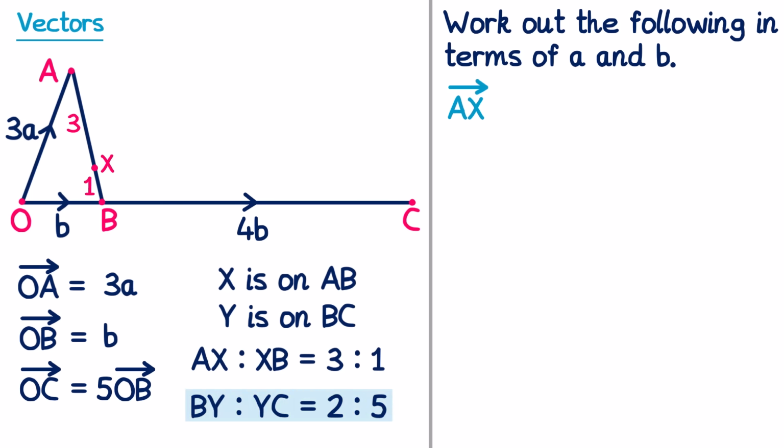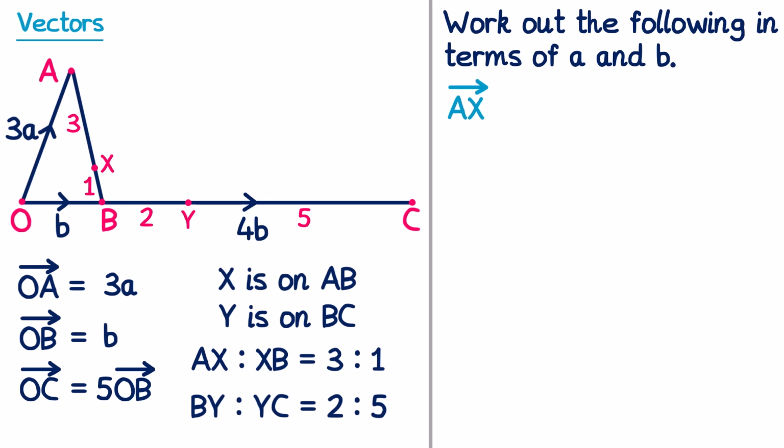So the ratio of BY to YC is 2 to 5, so we can place a point Y on the line BC. It's going to be closer to the point B since that has a smaller part of the ratio, so somewhere like this, where from B to Y is 2 parts, and from Y to C is 5 parts. Then we'll return to the question.